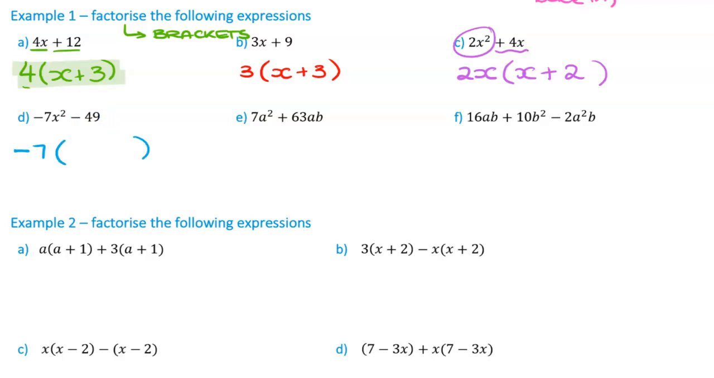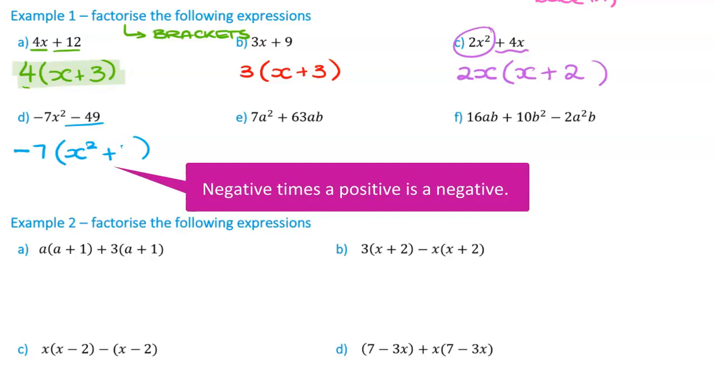So putting in our brackets, negative 7 times something is going to give me negative 7x squared. That something needs to be x squared. And then negative 7 times something to give me negative 49, I'm going to have to make that plus 7. Next example.